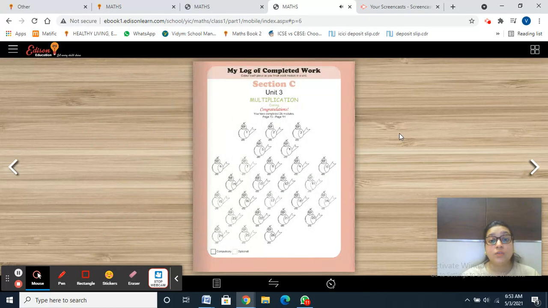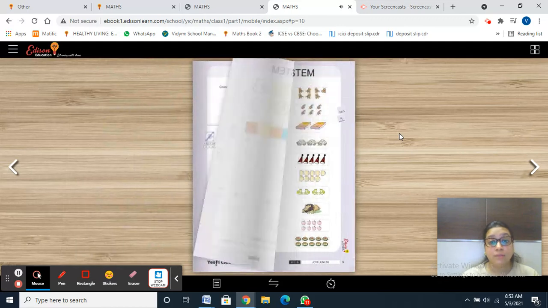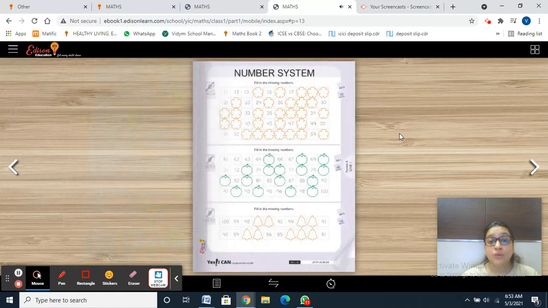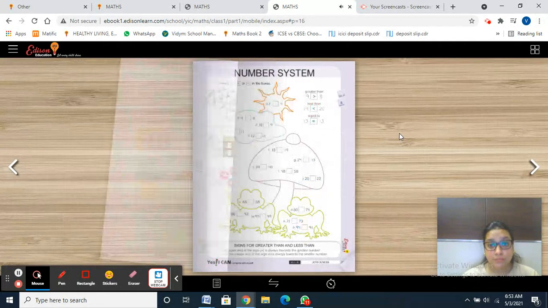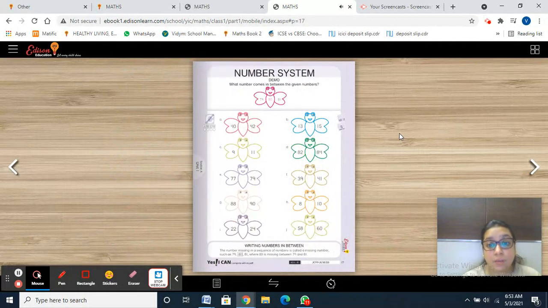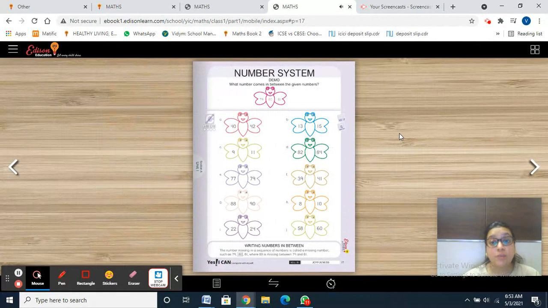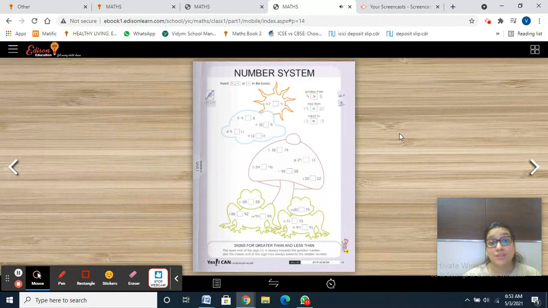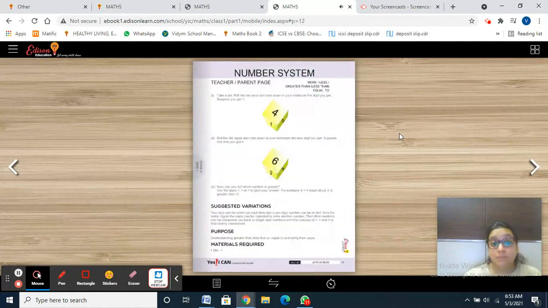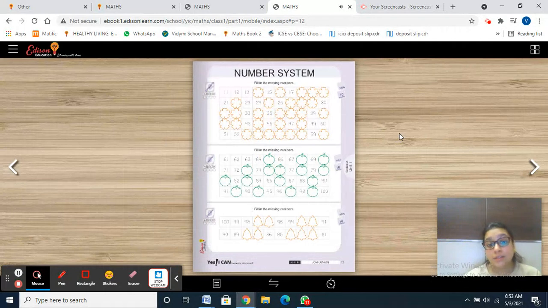So, we are going to revise till module. Which module have we done? Till which module have we done our work? Till module 12. So we are going to revise till module 12, which consists of the numbering, that is numbers, then forward and backward counting, and then greater than and less than.